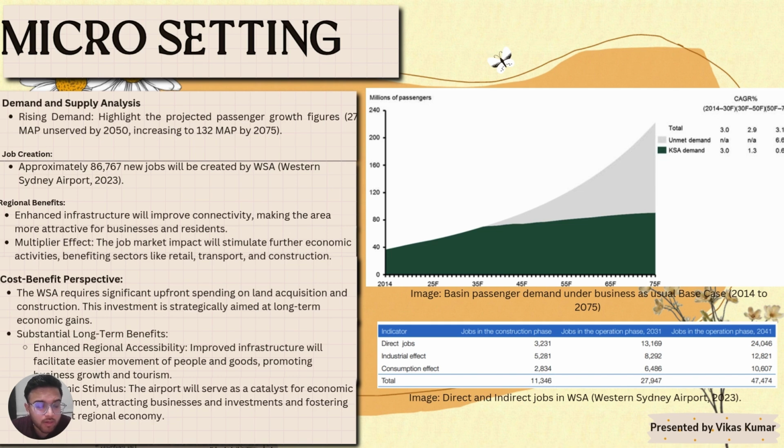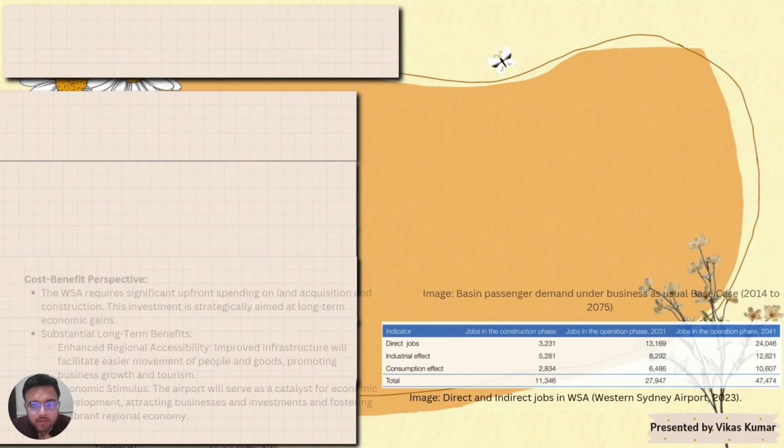So the main thing also is the jobs that will be created, direct and indirect, will be 80,000 jobs from the Western Sydney airport, and the benefits will be that the price of the land also increases, and people can establish their businesses like retail businesses and shops, and by this the GDP of the Australian government will definitely increase, and in the long term it will definitely have a major impact.